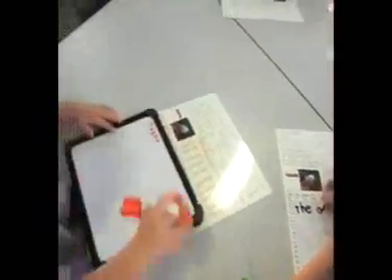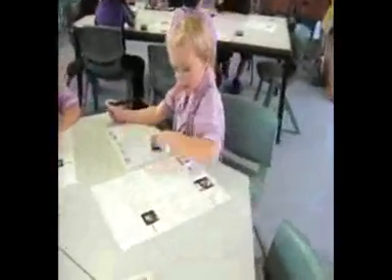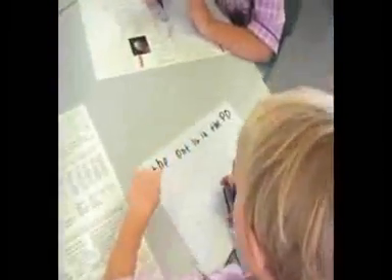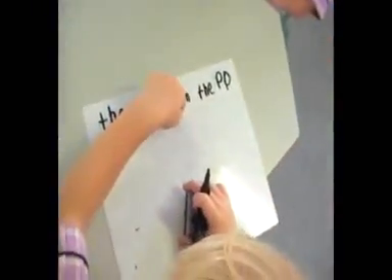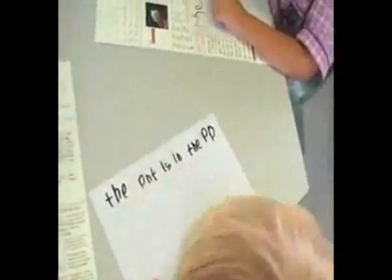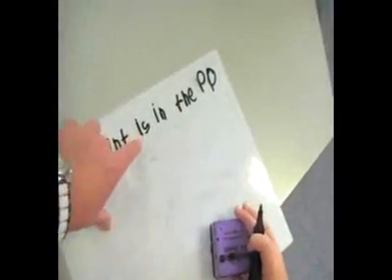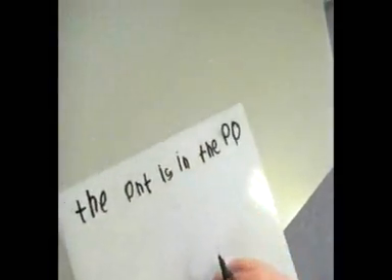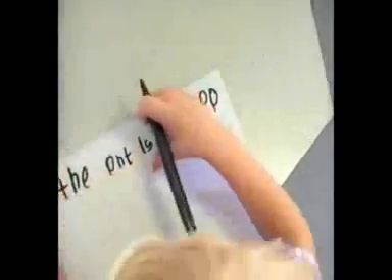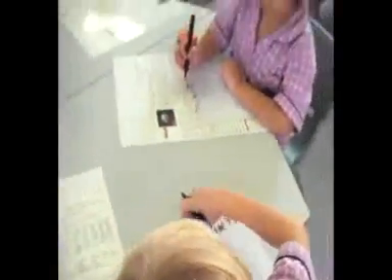And I can see some finger spaces. The ant is in the pan. The ant sits in the pan. So the ant, will we have to change that to sits? Yes. Good boy.